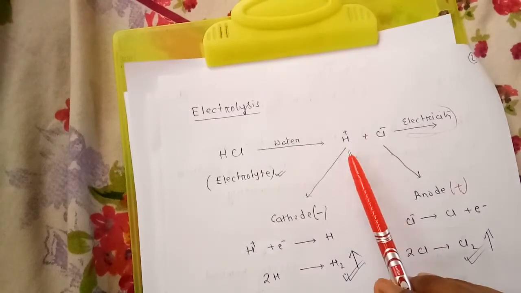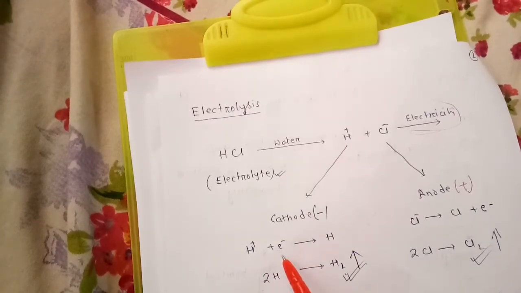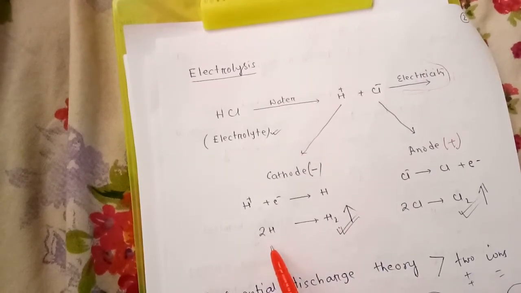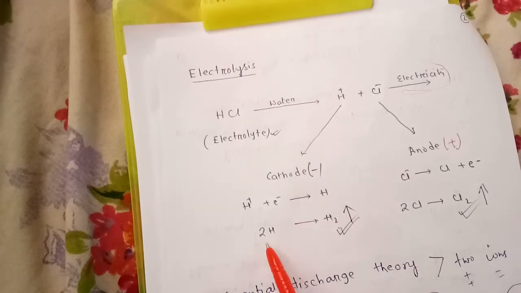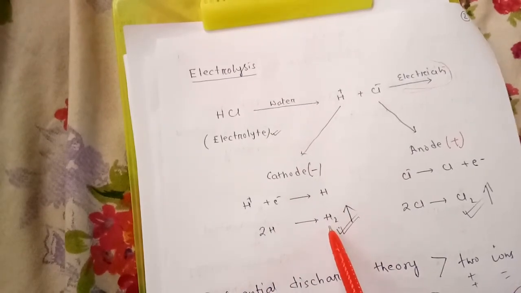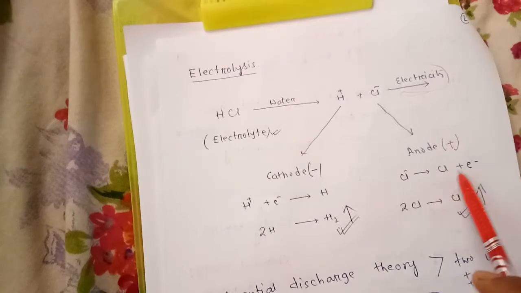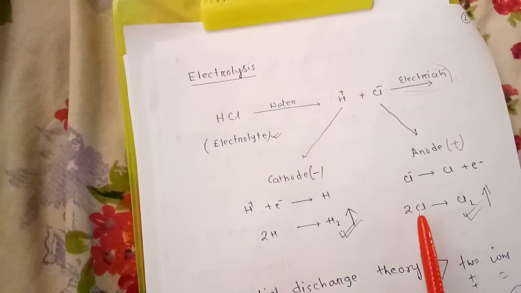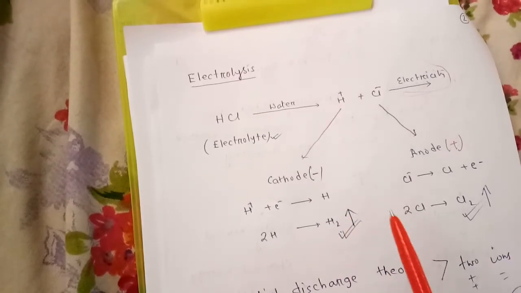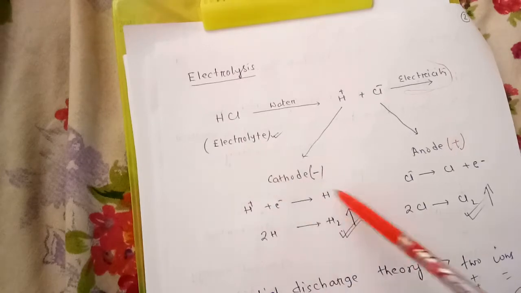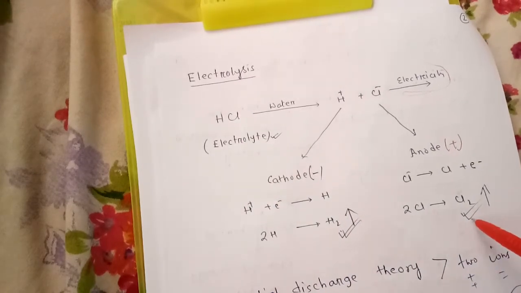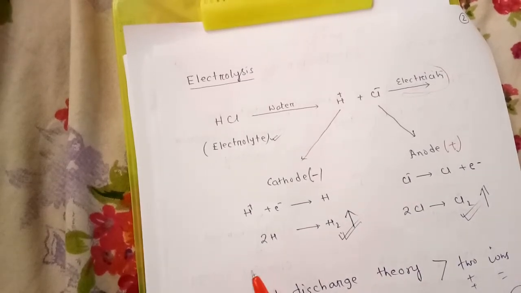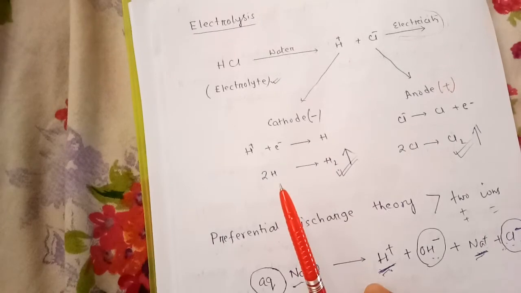Now H positive plus electron gives you hydrogen. Two hydrogens unite together to give you H2. Cl negative gives you Cl plus electron, and two Cl unite together to give you Cl2. So here you can say that from HCl we are getting hydrogen gas and chlorine gas as products of electrolysis, if pure HCl is there. Now we are switching over to another theory.